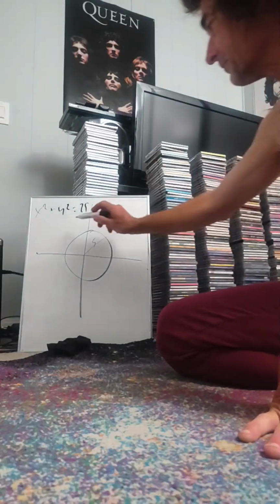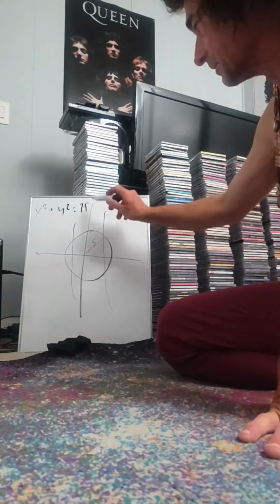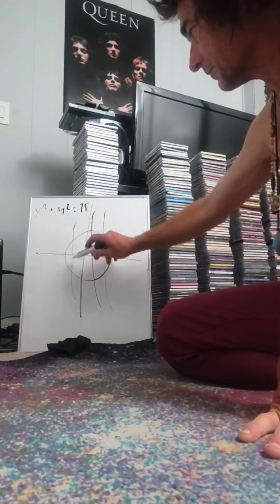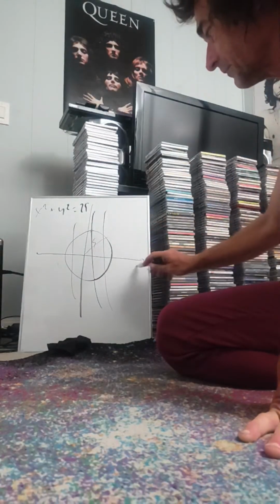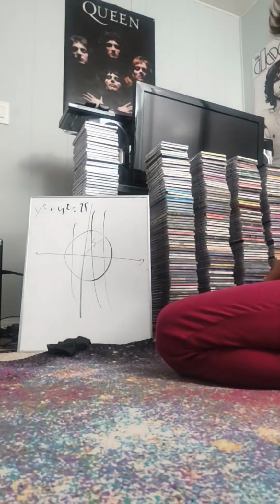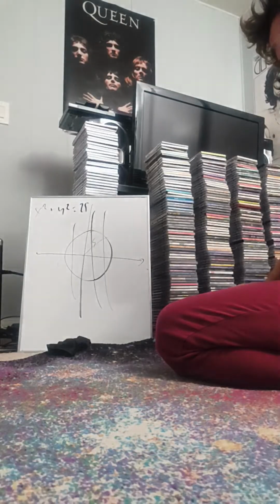But a circle fails the vertical line test. You can draw a vertical line through it, and you have two values of y for any given value of x in the domain of the function. So x and y are related, but they're not a function. So it's called a relation. They're related, but not one-to-one.